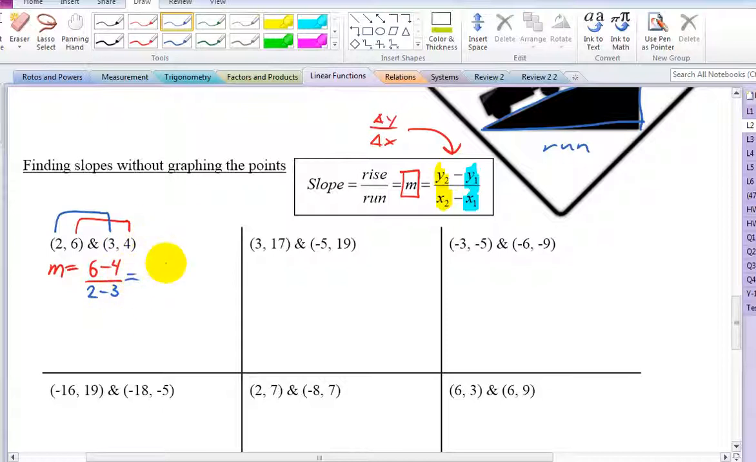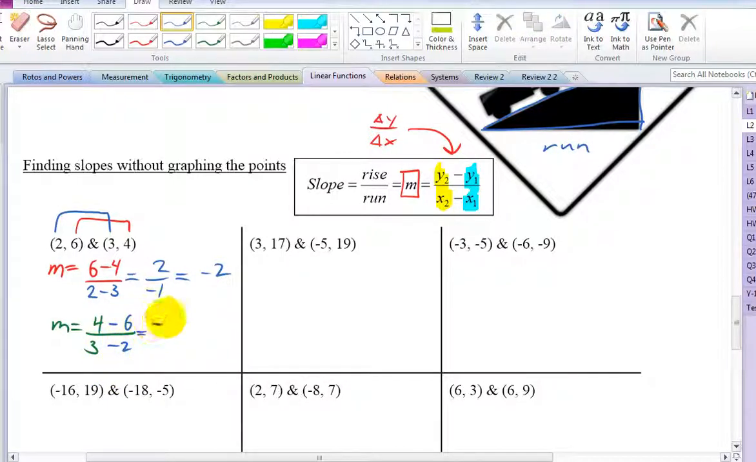Okay. So here we get 6 minus 4 is 2. 2 minus 3 is negative 1. So that has a slope of negative 2. Now, I told you it doesn't matter which lines up. Instead of 6 and 2, let's put 4 and 3 at the beginning. Okay. And then let's subtract 6 and 2. I wonder if we'll get a different answer.